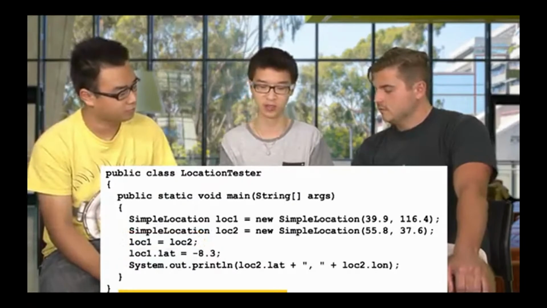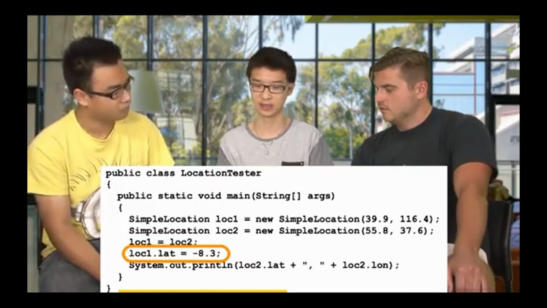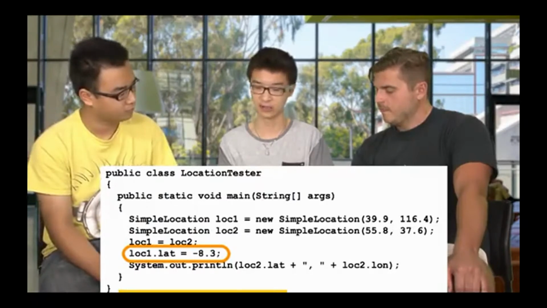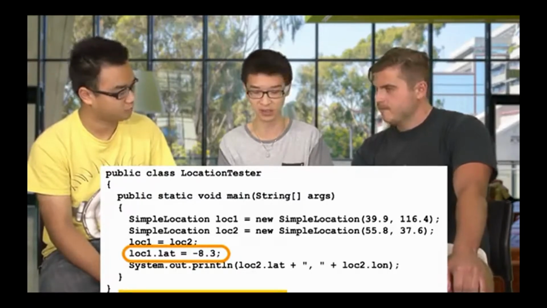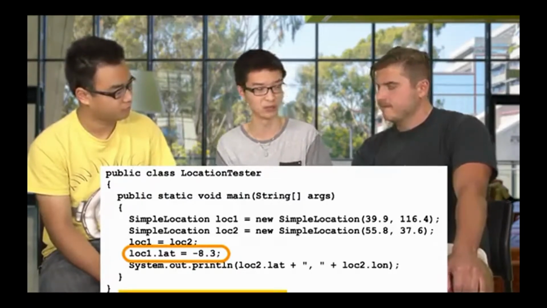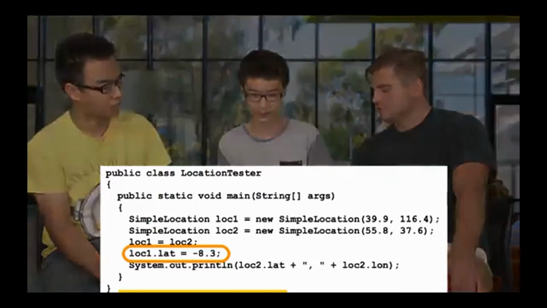So when location 1 dot lat gets negative 8.3, that means that the latitude of location 1 changes to negative 8.3. But since that's the same object referenced by location 2, does that mean location 2's latitude changes to negative 8.3? Yeah, I think so, because it's all just one object.